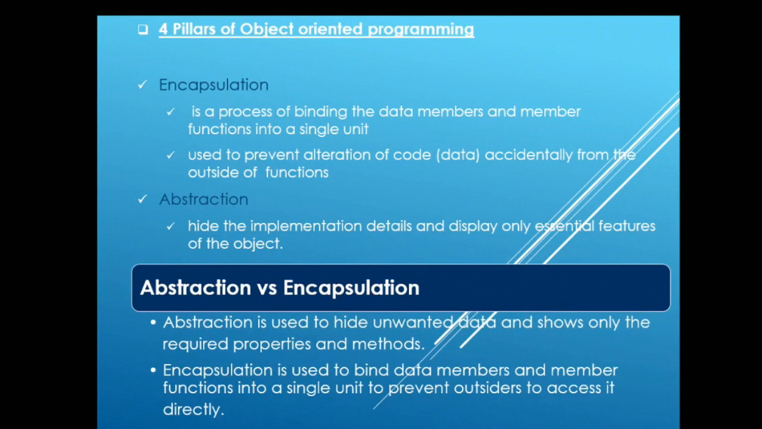Talking about the abstraction part: abstraction is to hide the implementation details and display only the essential features of an object. If I give you an example, say any vehicle, be that a bike. At the end you see the bike, but inside the bike there are a number of things, be that the engine, the horn, the seat belt, the seat, tires, etc. The difference between abstraction and encapsulation is that abstraction is used to hide unwanted data and show only the required properties and methods to the client.